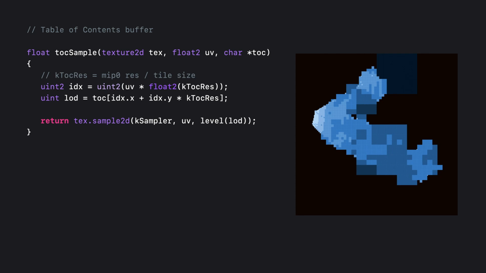Next, a compute shader writes a 2D table that translates between UV and MIP levels, which is stored in our table of contents, or TOC, buffer. Before sampling a texel from the STSM, the TOC buffer is read by the lighting pass by indexing the table to get the MIP. The MIP is then used as an explicit LOD parameter when you sample the shadow map.